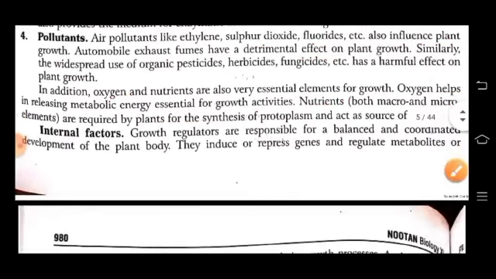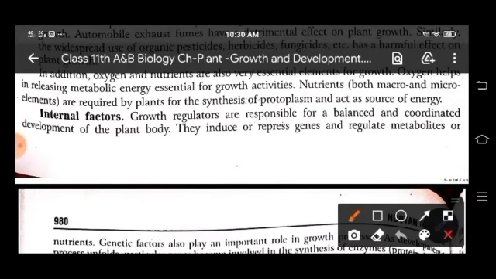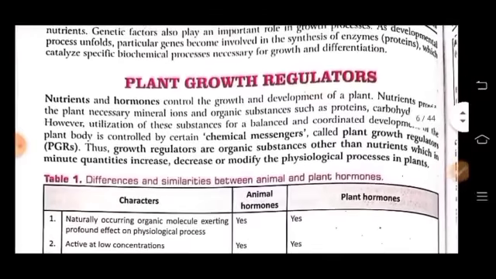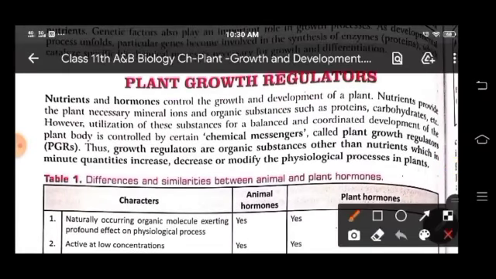Now come to internal factors. Growth regulators are responsible for balanced and coordinated development of the plant body. They induce or repress genes and regulate metabolites of nutrients. Now, plant growth regulators. Nutrients and hormones control the growth and development of the plant. Plants require nutrients like proteins, carbohydrates, etc. for balanced and coordinated development.